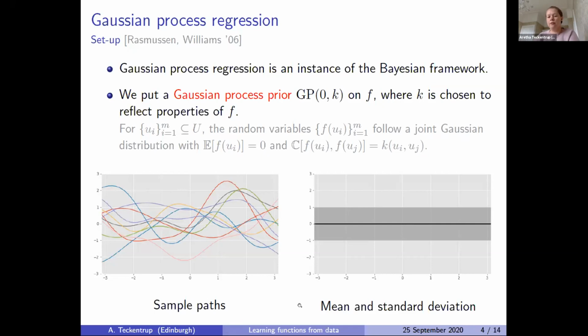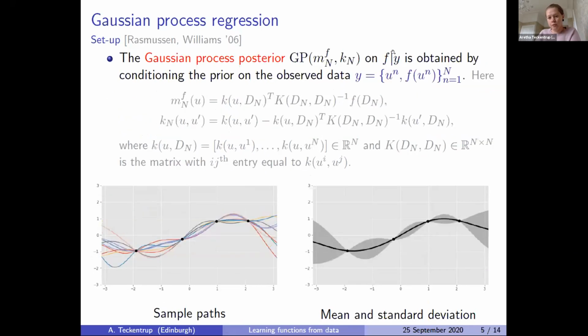This is the prior that we put on the function f before we observe any of the data. Right? And then once we have observed the data, we do the usual step in the Bayesian framework, where we condition the prior on the observed data. So we take our Gaussian process prior, condition it on the observed data, which in our case were these function values. That gives you the posterior distribution on f given y.